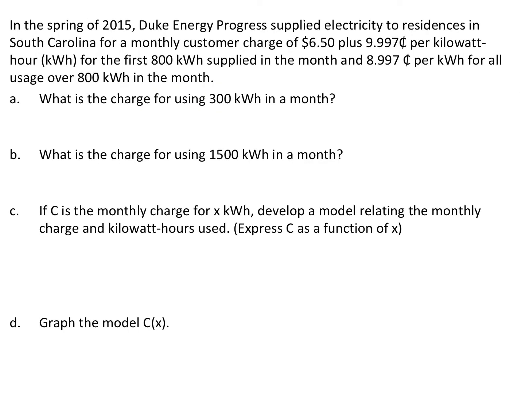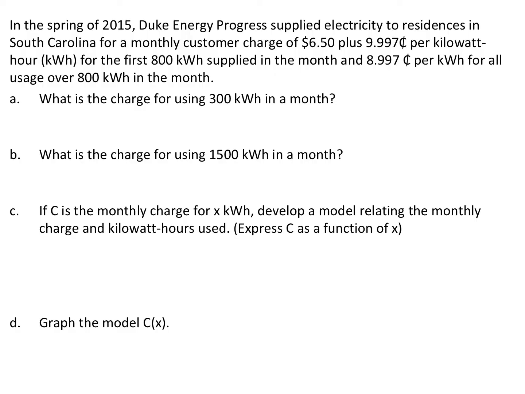In the spring of 2015, Duke Energy Progress supplied electricity to residents in South Carolina for a monthly customer charge of $6.50 plus 9.997 cents per kilowatt hour for the first 800 kilowatt hours supplied in the month, and 8.997 cents per kilowatt hour for any usage over the 800 kilowatt hours in a month.